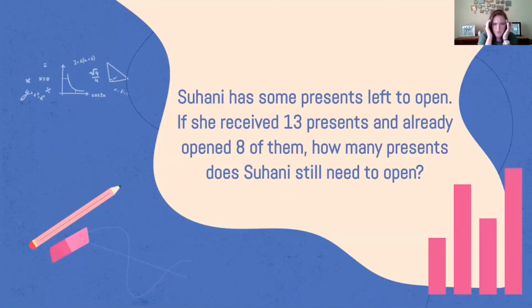Okay, so now brainstorm. What is the important information I need to see right here? Is this going to be an addition or subtraction problem? And what strategy can I use? But wait, we're going to learn a new one. So hold off on that. So let me read it again. Suhani still has some presents left to open. If she received 13 presents and already opened 8 of them, how many presents does Suhani still need to open? All right, so I'm going to come back and let's talk about it. We're not going to solve it right away. Let's talk about it. So she has 13 presents.